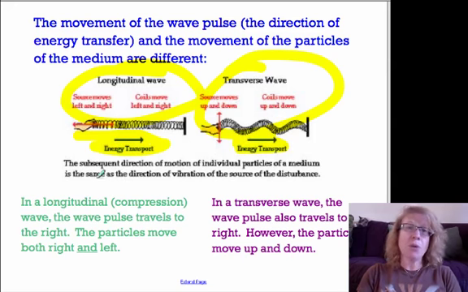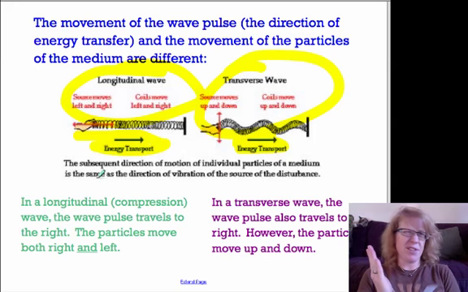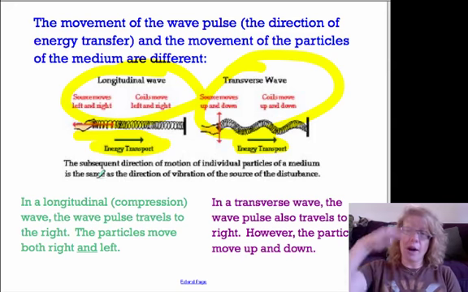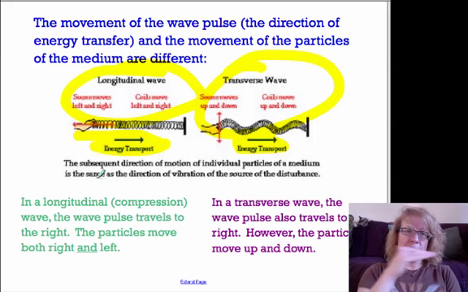But in a longitudinal wave, the compression wave, the particles of the matter actually go left to right, sort of in the same direction as the wave travel, but sometimes opposite their direction. In a transverse wave or a water wave, you can think about it that the water is actually moving up and down, but the wave is going left to right, or in the picture that you've got, right to left.